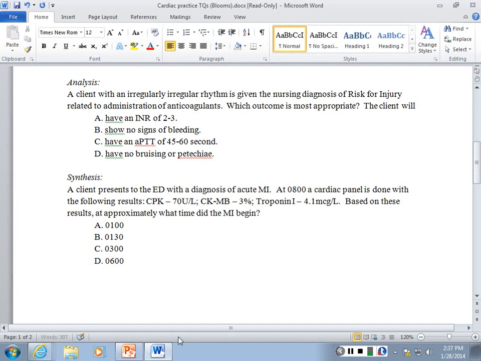So therefore, let me think. If your clinical instructor said this patient's on warfarin, what is your outcome because you don't want him to bleed? You're going to say what? I don't want him to bleed, right? Well, that instructor's going to say, well, tell me how you know they're not bleeding. They don't have bruising, they don't have petechiae. That's a better goal. Okay. Got it? Does that make more sense?